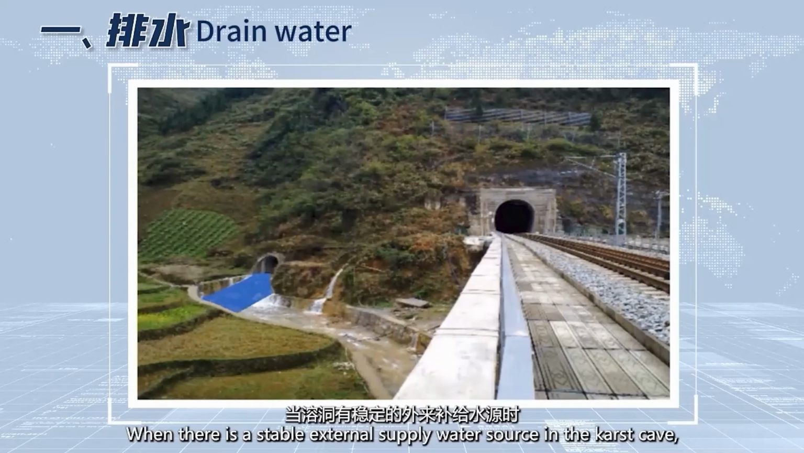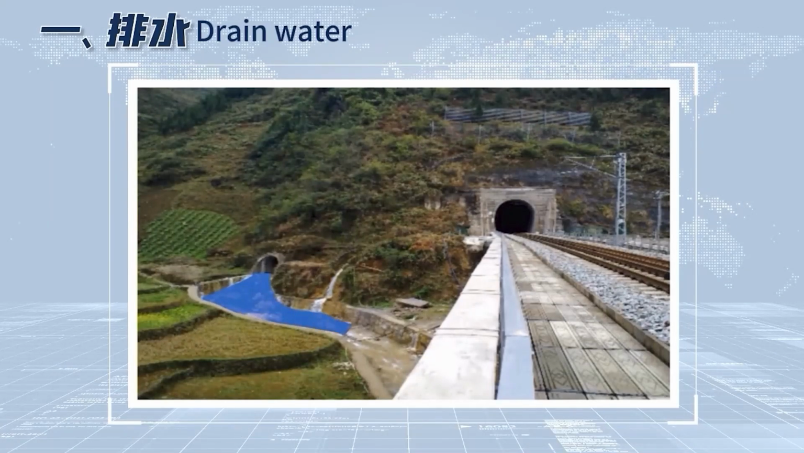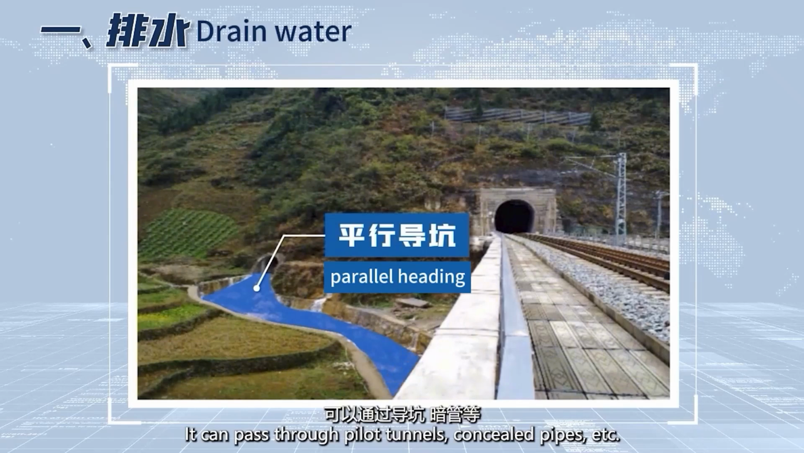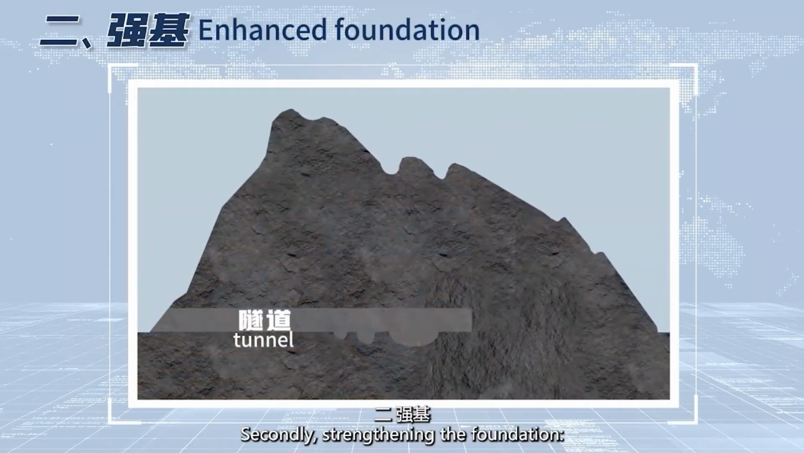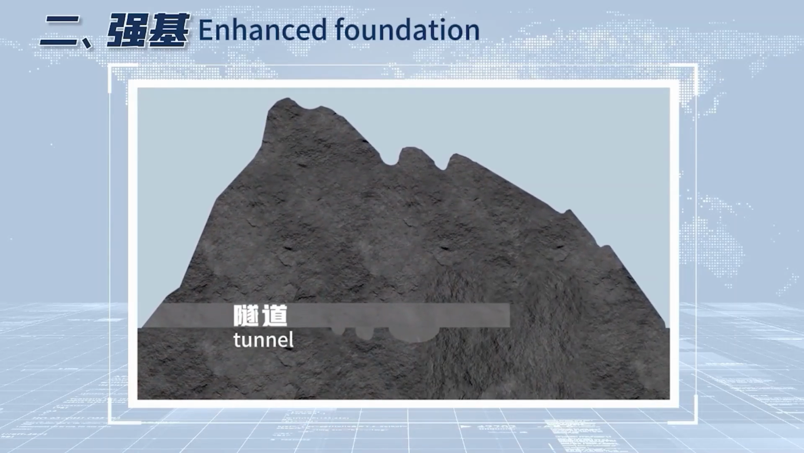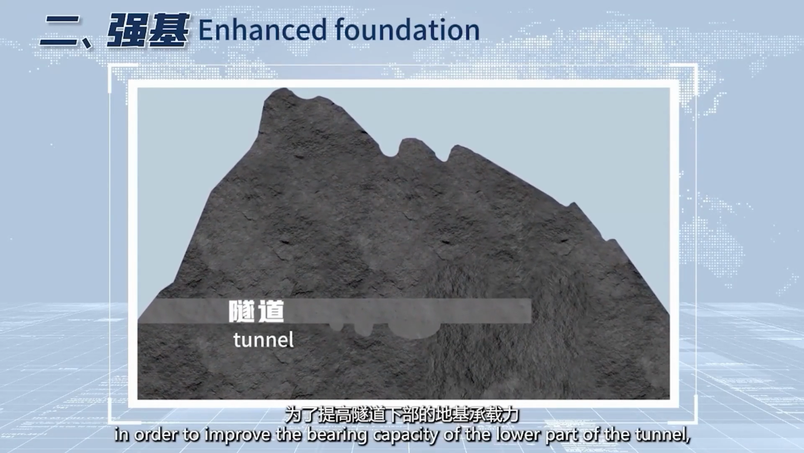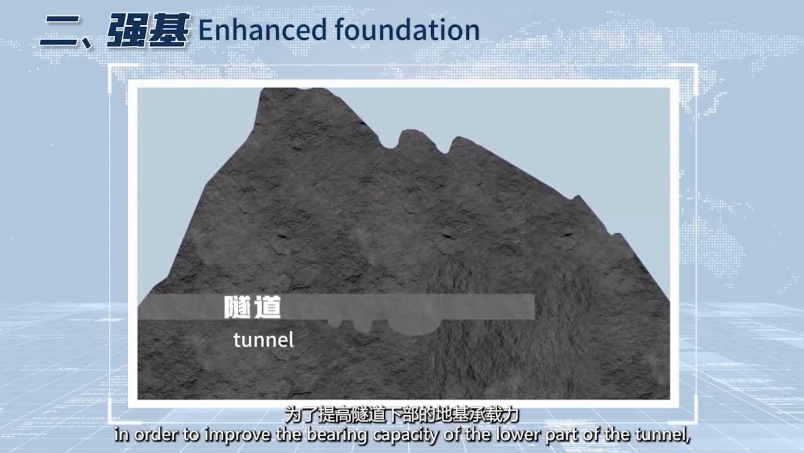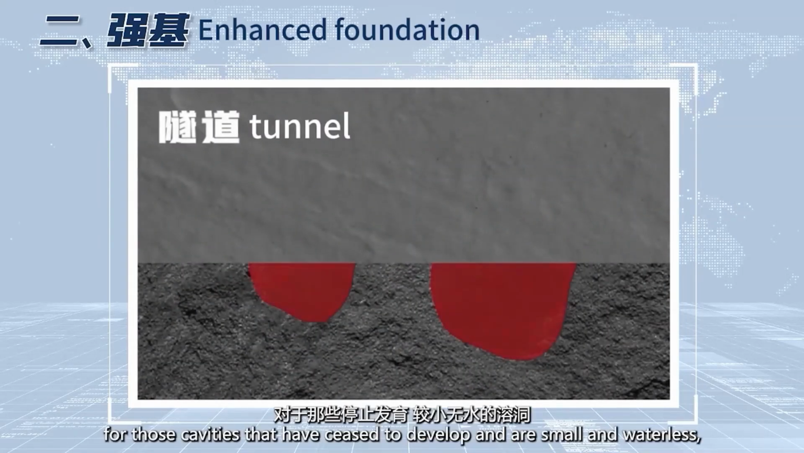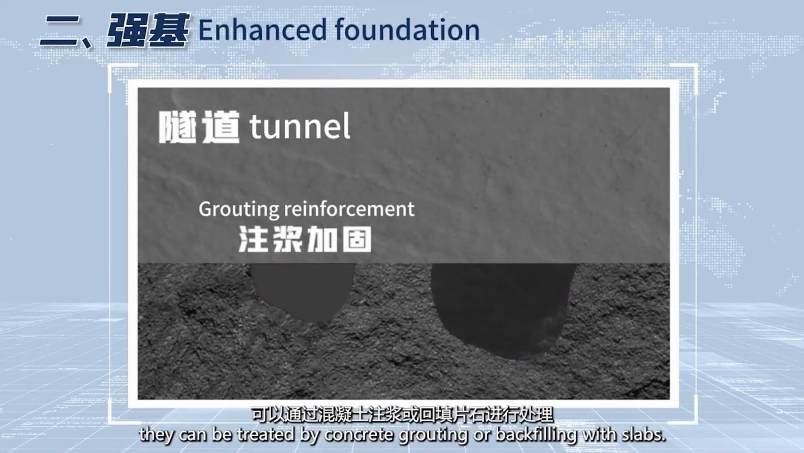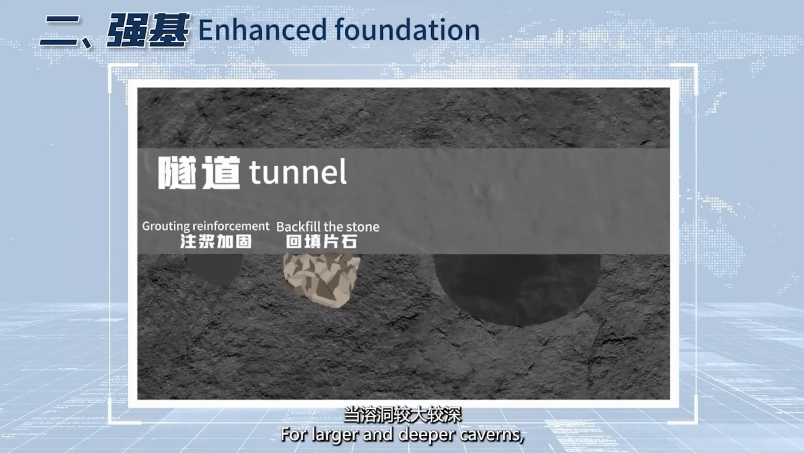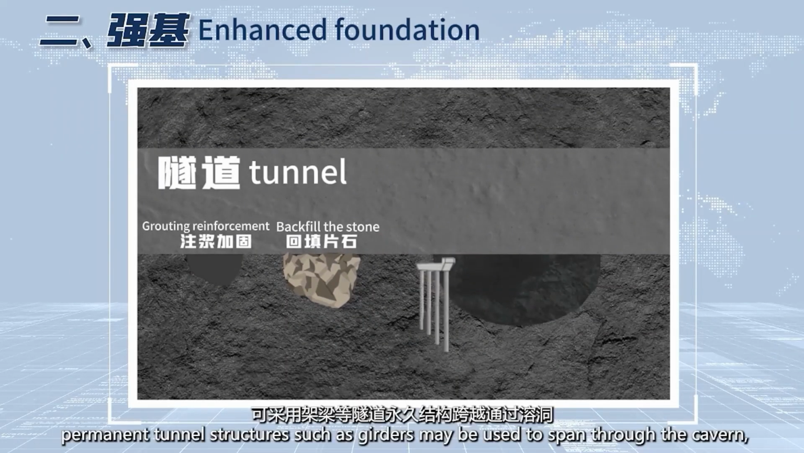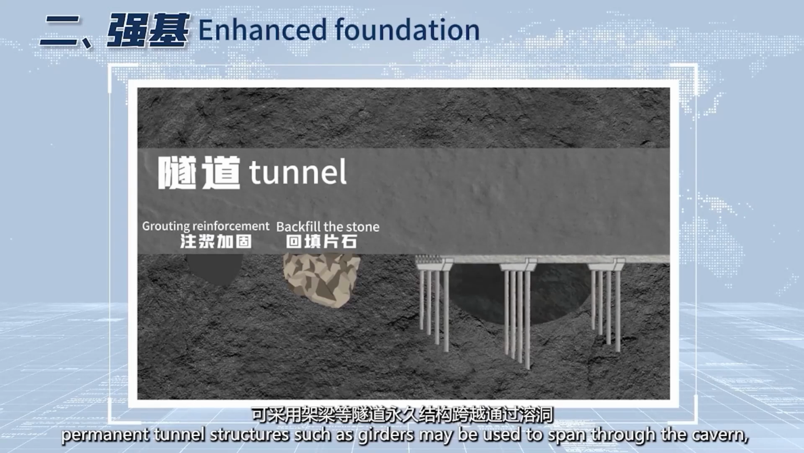When there is a stable external supply water source in the karst cave, it can be drained out of the hole through pilot tunnels, concealed pipes, etc. Secondly, strengthening the foundation. In order to improve the bearing capacity of the lower part of the tunnel, cavities that have ceased to develop and are small and waterless can be treated by concrete grouting or backfilling with slabs.